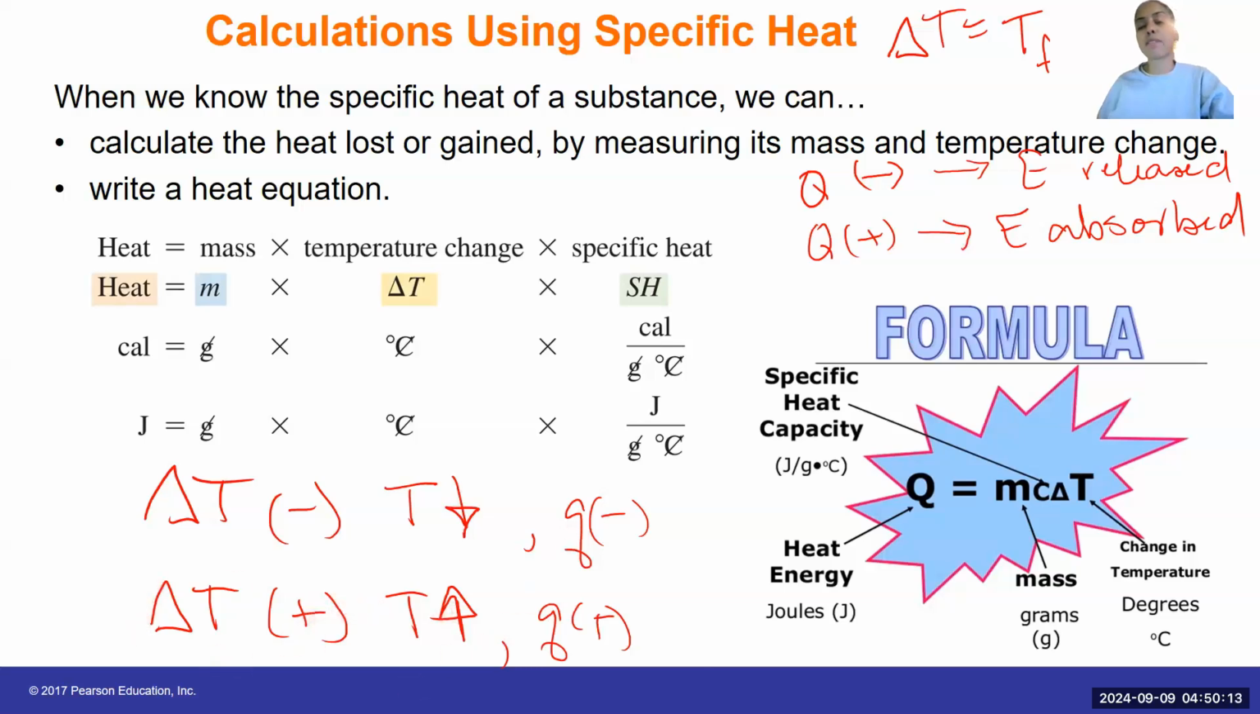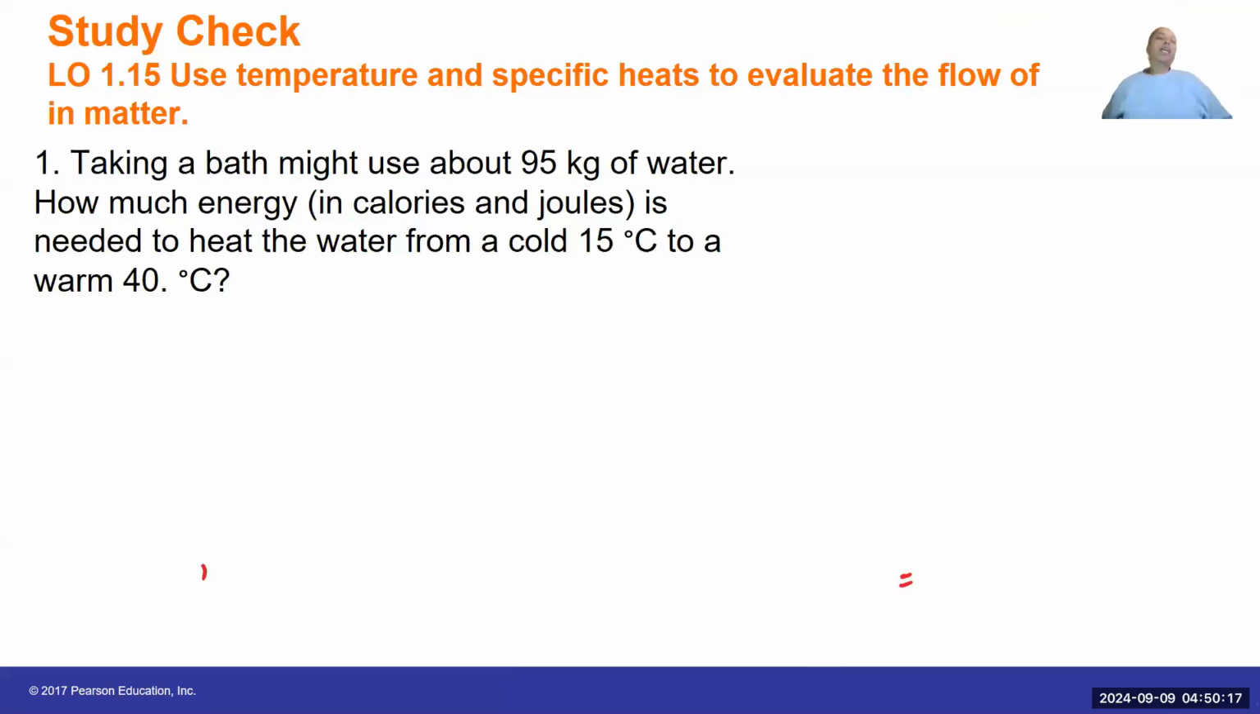Delta T is positive. Let's do some practice. Taking a bath might use about 95 kilograms of water. How much energy in calories and joules is needed to heat the water from a cold 15 degrees Celsius to a warm 40. degrees Celsius? Notice that 40. represents two significant figures because we've got that decimal place.